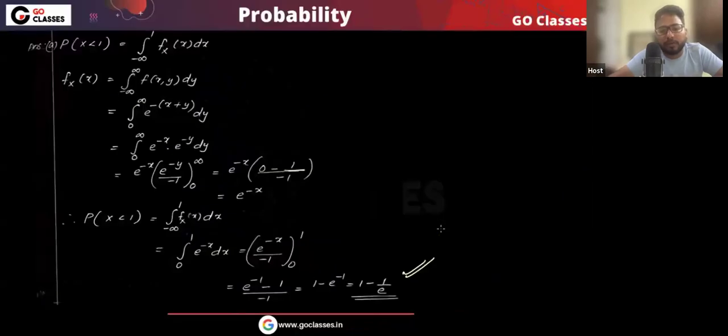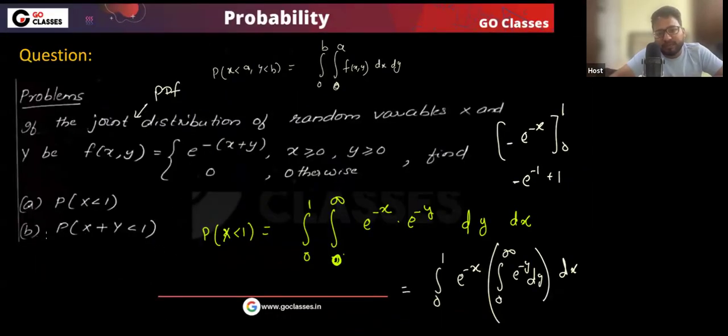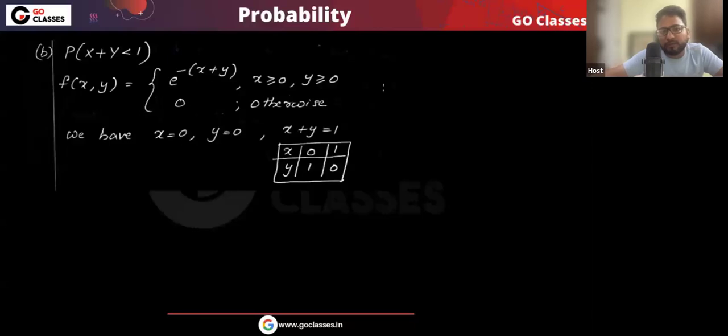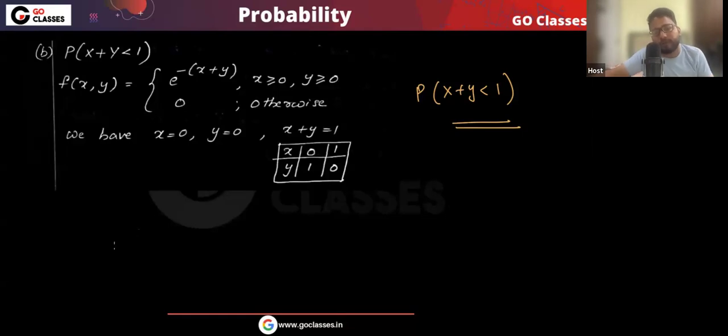Okay, now let's see the next question, where they are saying what is the probability of x plus y less than 1. So this is given to you, then they are saying what is the probability of x plus y less than 1. That's what they are asking. Okay, so x and y both are greater than 0. So can you tell me how to do this?